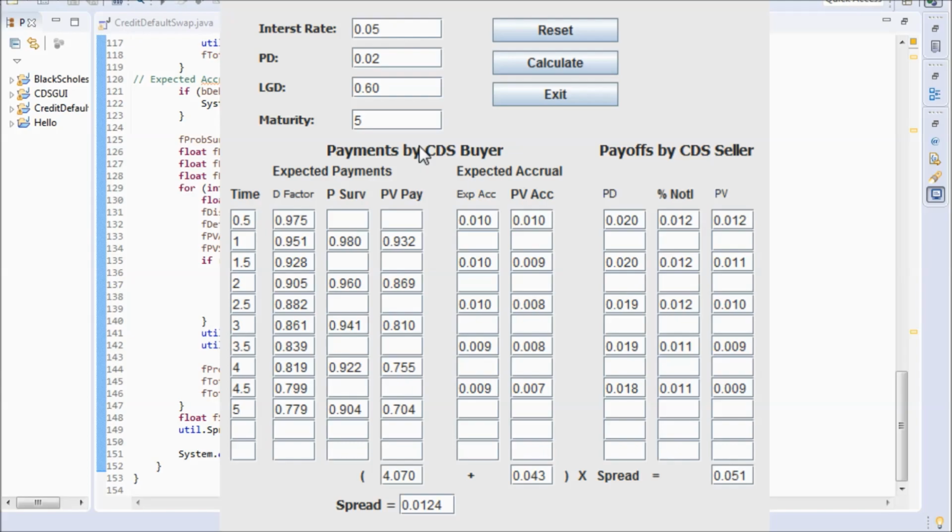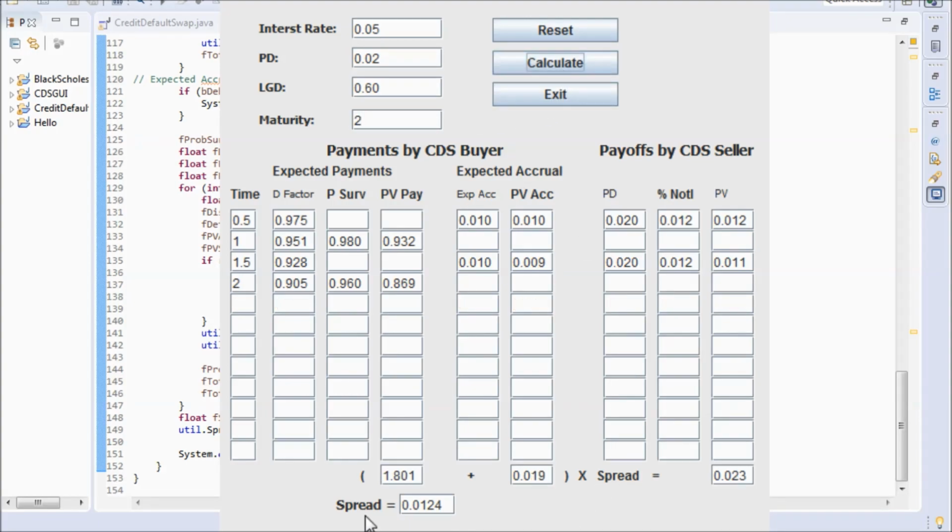Now, let's do some experiments. If we change the maturity, say if we put maturity as 3, not 5. We recalculate. You can see the spread remains the same. That says the maturity will not affect the spread. If we change it to 2, recalculate, it still shows the same spread.